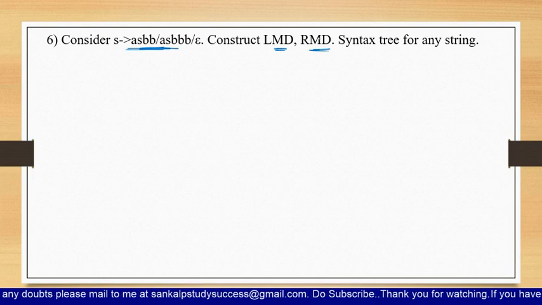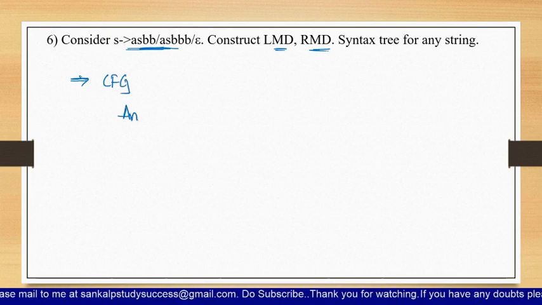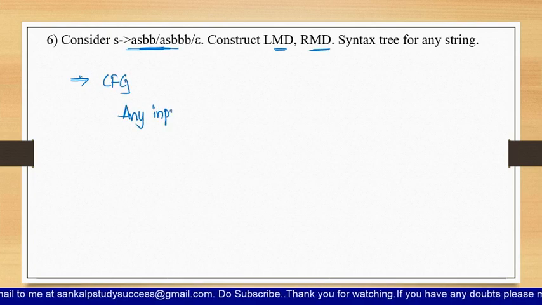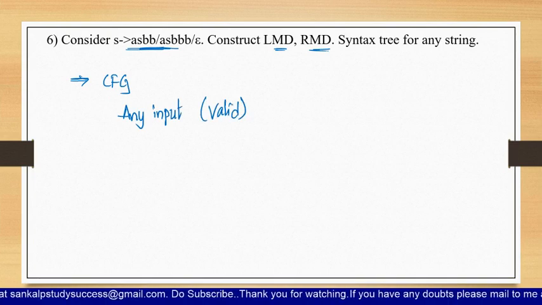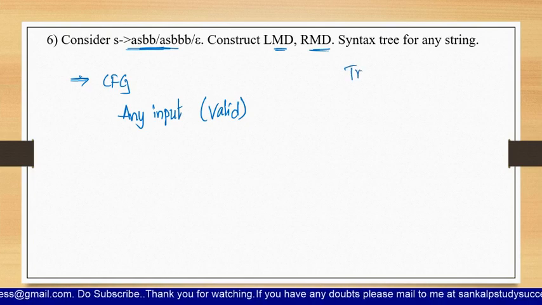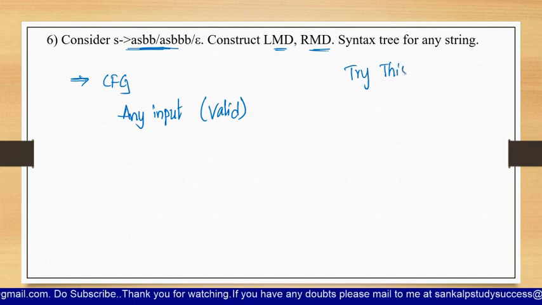So you need to try out this question, because the last question was as it is. So using the context free grammar, you can take any valid input string you need to consider, and then derive the leftmost derivation and the rightmost derivation, and you need to draw the syntax tree for the given question. So this is the question. You can try it out. If you have any doubts, then you can comment in the comment box or you can mail to us so that we can solve your queries, right?